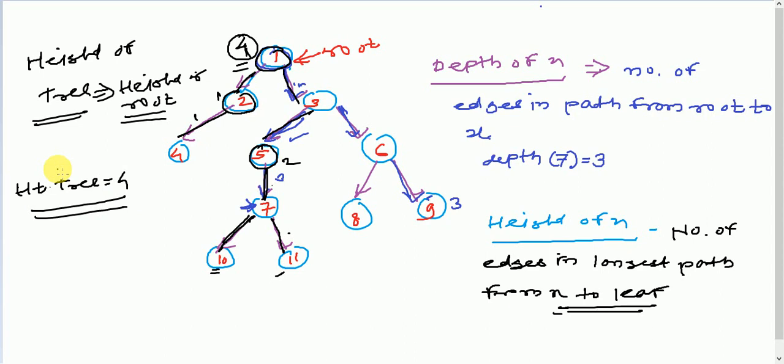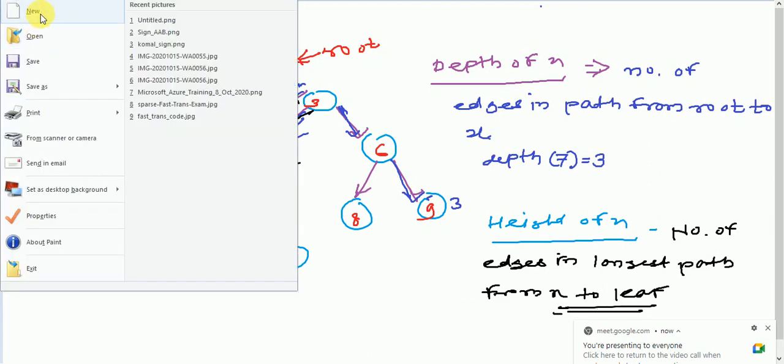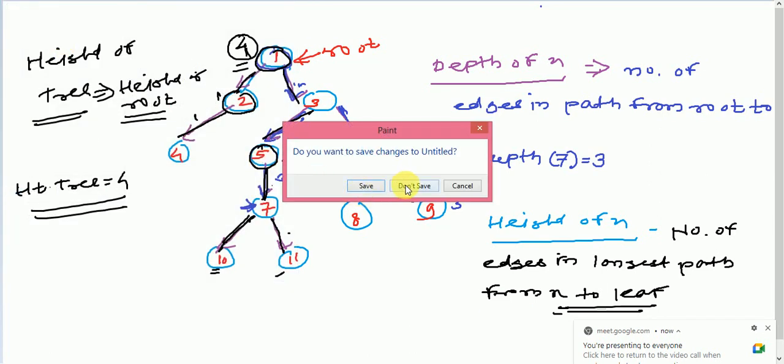Okay, so these are some important concepts. Now we'll see the next point about the binary tree. Now give the heading binary tree. I'll draw one tree here.